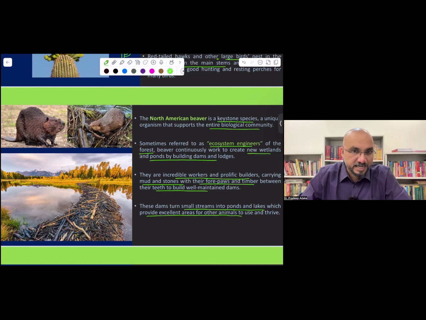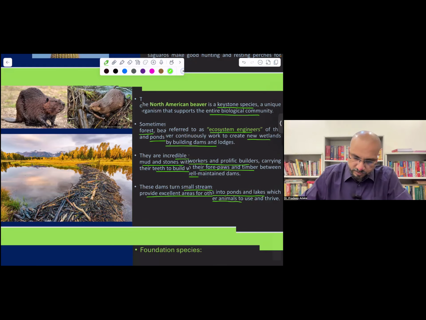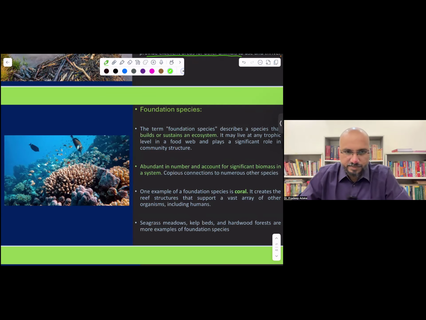So these are natural engineers, ecosystem engineers. They are also keystone species. They are rodents. It was in the news, so there can be a question. Okay, so those were some examples of keystone species. These are very prominent examples.